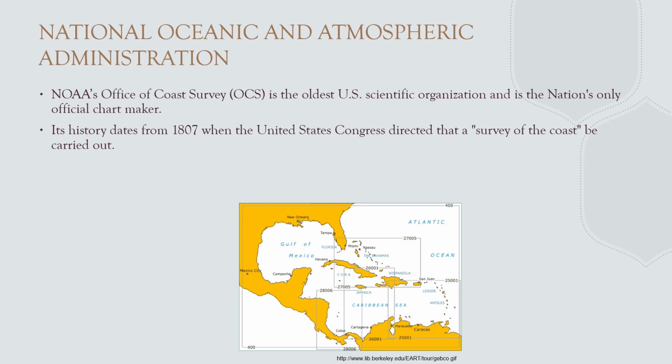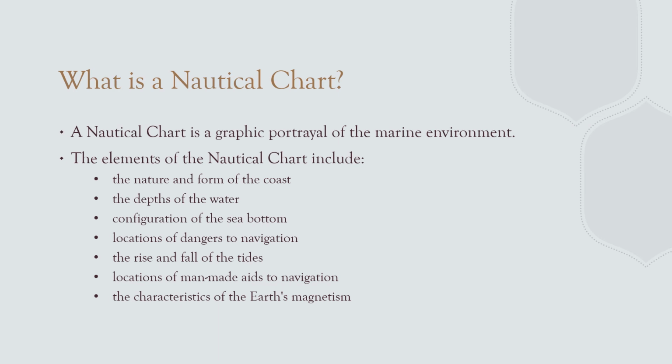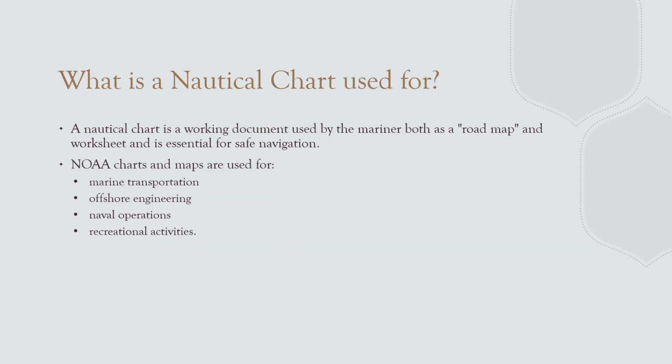NOAA charts all navigable waters, gives you bathymetric data. We use them to study the nature of the coast, the depths of the water, the configuration of sea bottoms, rise and fall of the tides, dangers, man-made aids like buoys, and magnetism and how magnetism changes. NOAA charts are used for transportation, engineering, naval operations, and recreation. You can go to a West Marine store and buy a chart with locations of good fishing areas. It'll actually have pictures of little fish and where to find them.